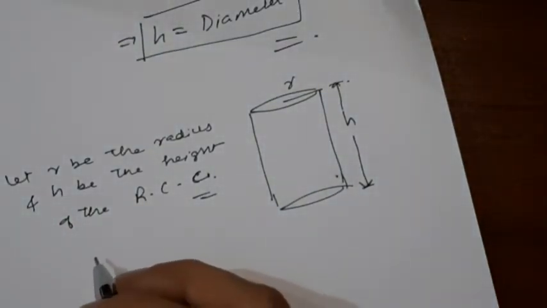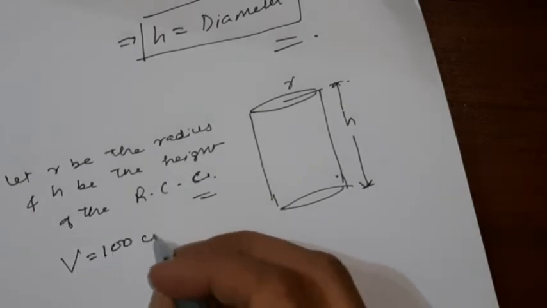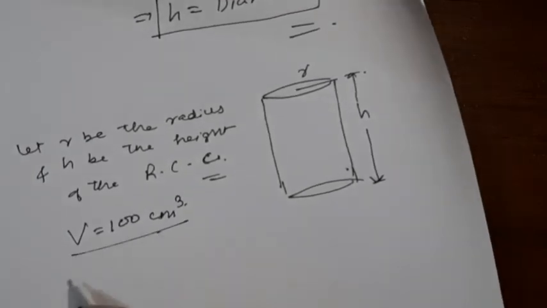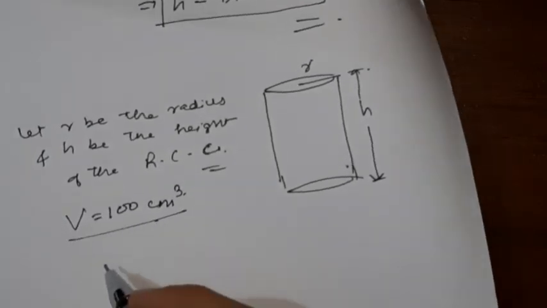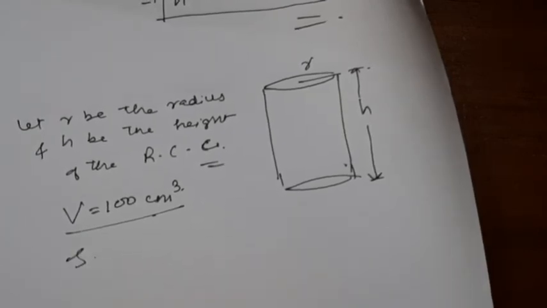So now we have to consider that it is given that the volume is 100 centimeter cube, right? This is the volume given. Now we have to find the minimum surface area, so we have to consider the function S.